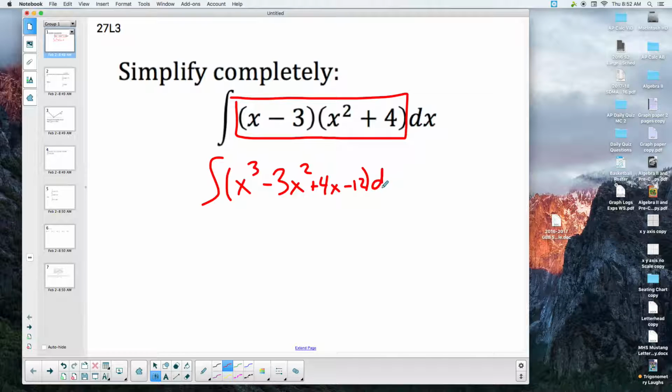And then we will apply the power rule. Okay, 3 powers up to 4, and then divide by 4. 2 powers up to 3, divide by 3. That should be a 3, not a negative 3. I dragged my pen. And then 3 divided by 3 is 1. 1 powers up to 2. 4 divided by 2 is 2. Minus 12x.